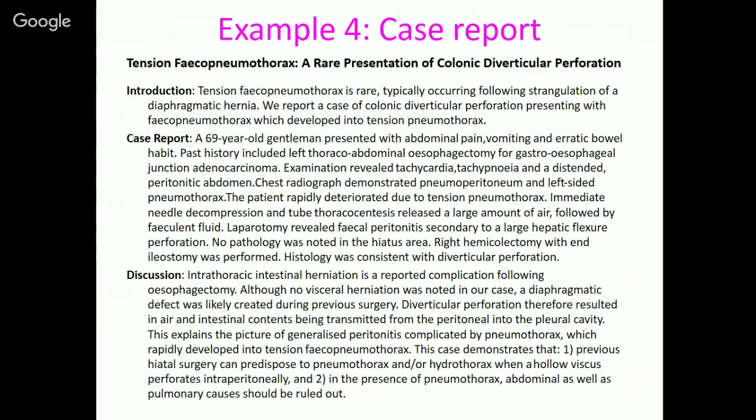But you can see here how they still introduced it and set the context, and they set out that we report a case. They then give the details of the case, and they then very correctly discuss why this was relevant, why it was important, why this was a notable case to report, and finish by saying this case demonstrates, which is a really great way of summarizing the learning from this. It's a very good example of an abstract based around a case report.